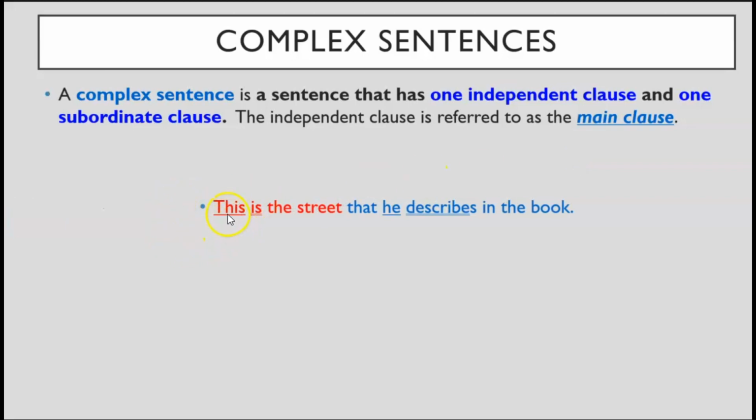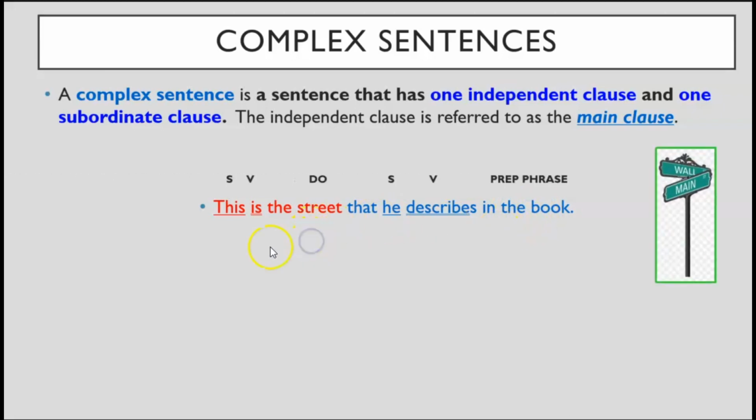So here's an example. This is the street that he describes in the book. So in this sentence, we have subject this, verb is, street. This is the street. That could stand on its own. It is our main clause. That he describes in the book cannot stand on its own. If we just look at this blue part, that he describes in the book, it leaves us a question, right? It needs, this is the street, in order for it to be a complete thought. It has a subject, he, it has a verb, describes, it has a prepositional phrase, in the book, but it's not a complete thought. It is the subordinate clause in the sentence, and it begins with the word that.